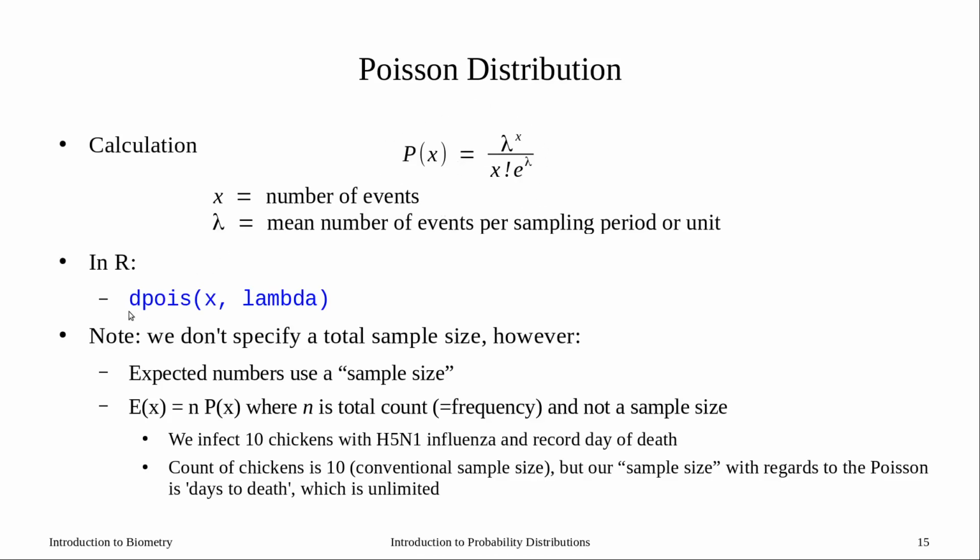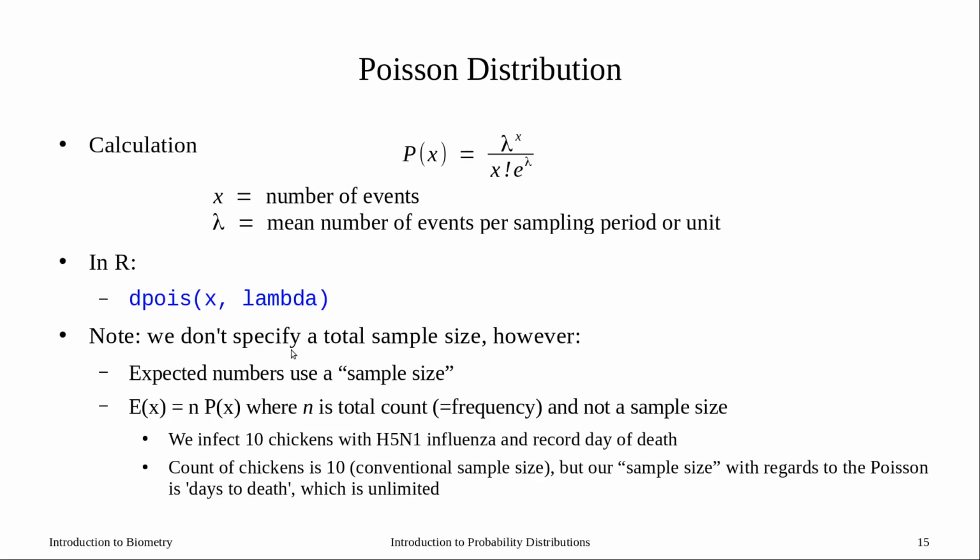In R, we use the dpois function. So dpois is Poisson distribution, pois. D is our density or probability, and we give it the x value because that's what we're trying to calculate. We also give it lambda, which is our mean of the data. So you'll note that we don't have an out of number anymore because the Poisson doesn't have that out of number. There is no defined out of number here. Lambda is our expected number.